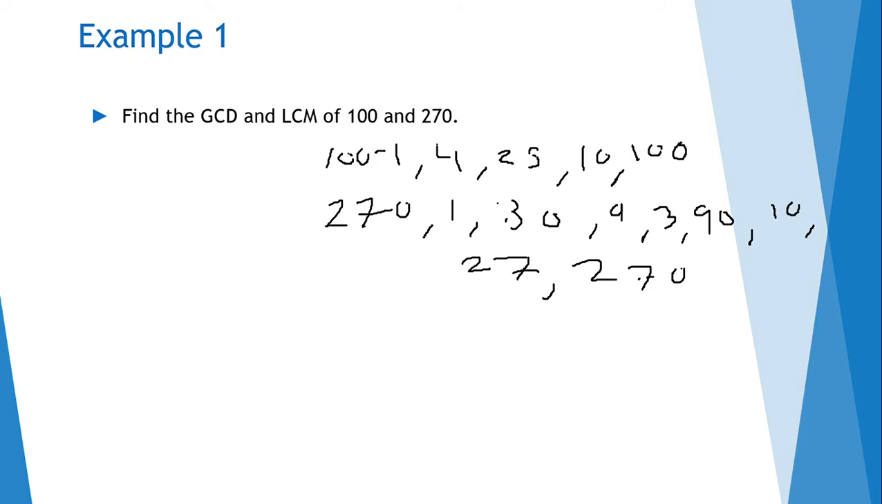So I see that we have 10 here and 10 here, and since there's no other factor that I can see in both of these sets that would really match up, I think 10 would be our GCD.